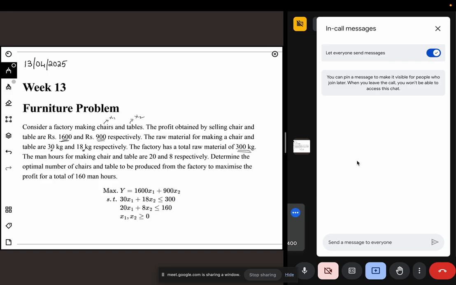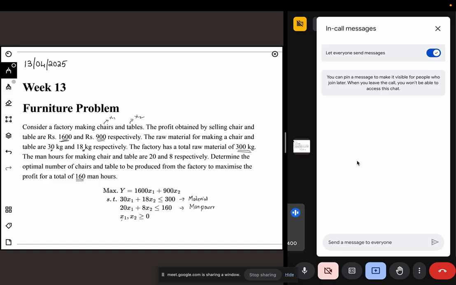And the other type of constraint that you have is the amount of labor force. These are usually the types of constraints you have. One is a material constraint, and the other one is a labor or manpower constraint. These are the usual types of constraints you find in these problems. So the other one says that a table can be made in 8 man hours, a chair can be made in 20 man hours, and you have availability of only 160 man hours. So these are the constraints I have.